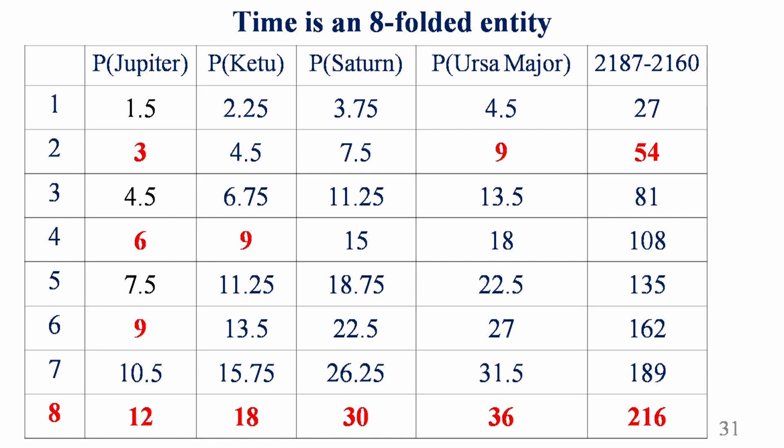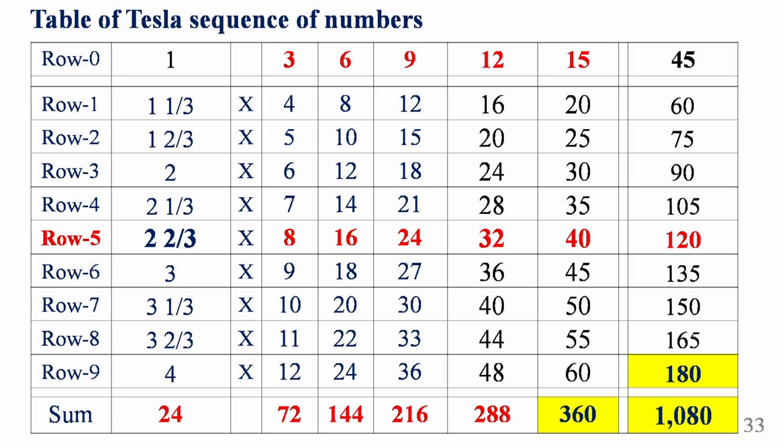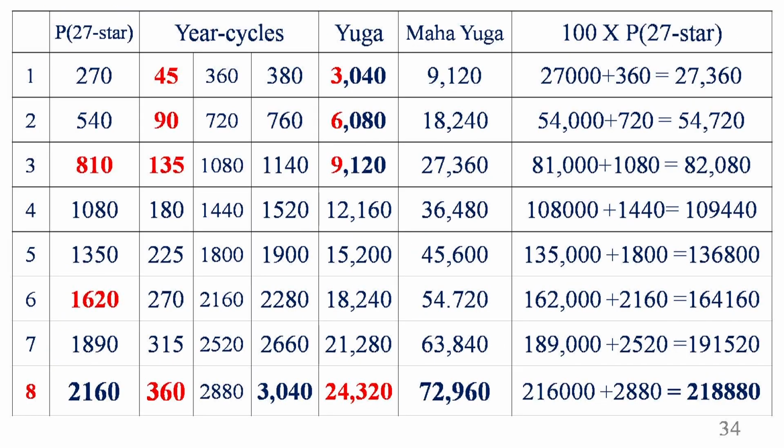Time is an 8-folded entity. Accordingly, the enumeration of periodicity of various astronomical bodies are tabulated. That is why the time wheel has 8 spokes. The sequence of Nikola Tesla numbers are tabulated. Enumeration of various astronomical time durations are furnished here.